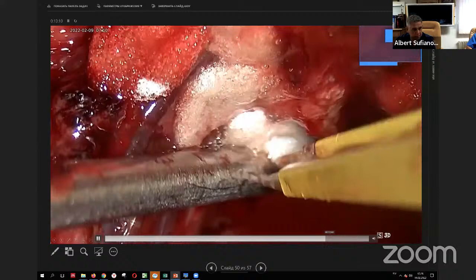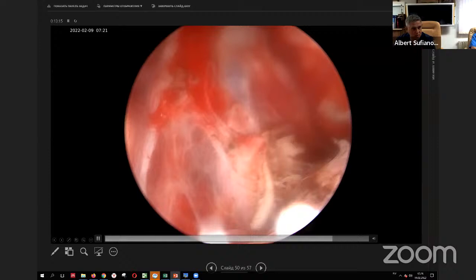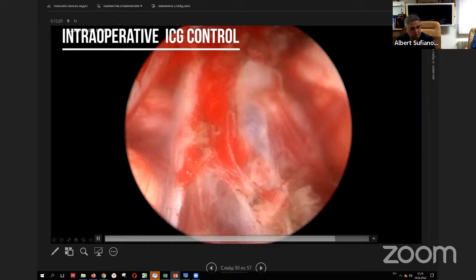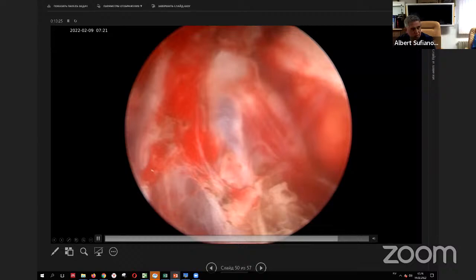This is after operation. I see the knee is totally removed. Check by intraoperative ICG about the vein. You see, all the veins are safe.